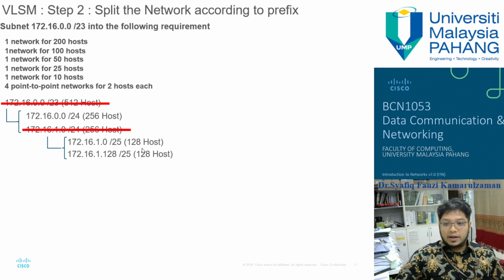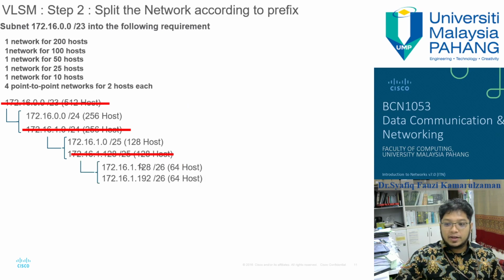So now this one we will reserve for this network here, and we'll split the second network even further until we get 172.16.1.128/26. Now we increase, we split it into another half. So you have this one for 64, and then you add 64 into here, you got 192. And here you have another 172.16.1.192/24, which is another subnet here.